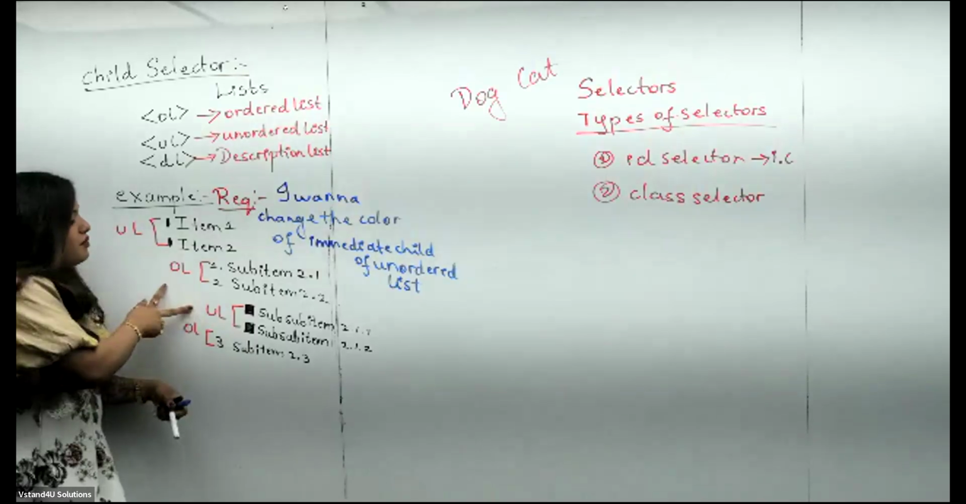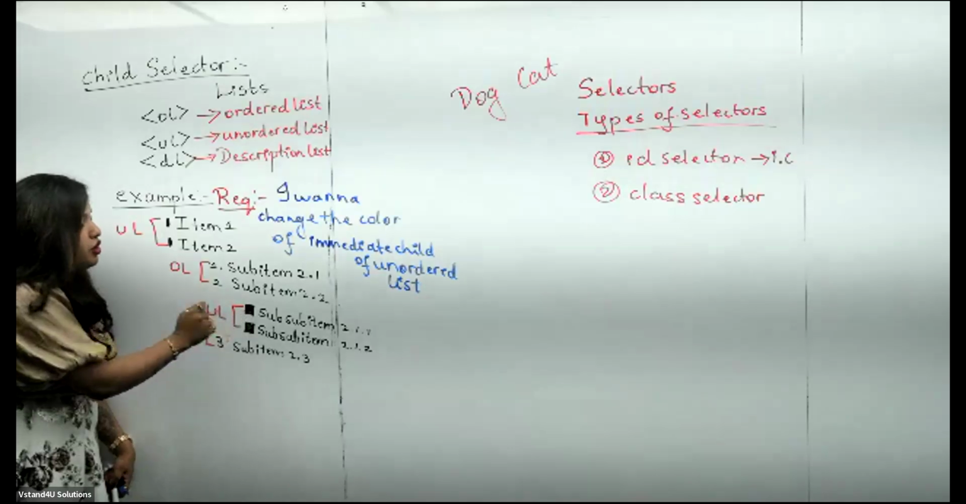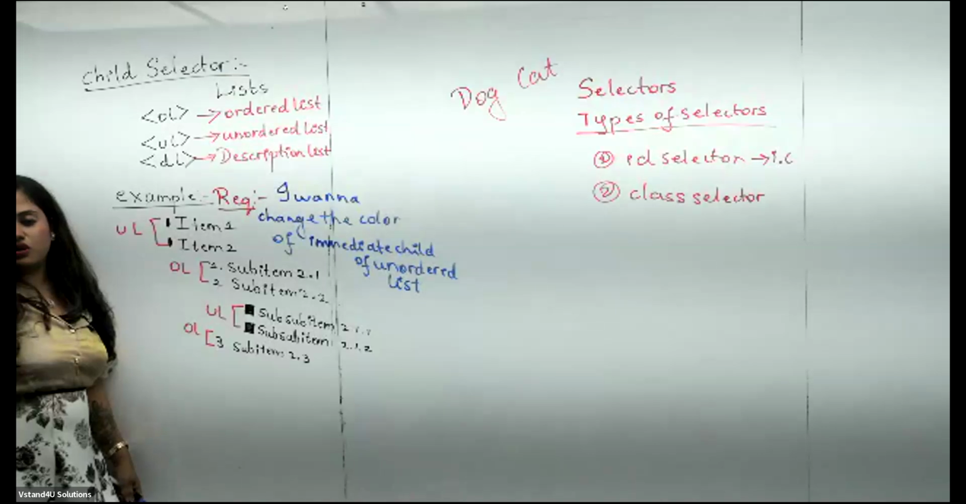Why? The same example. See, ordered list is in number format. Unordered list is in bullet format. Can you compare these two?